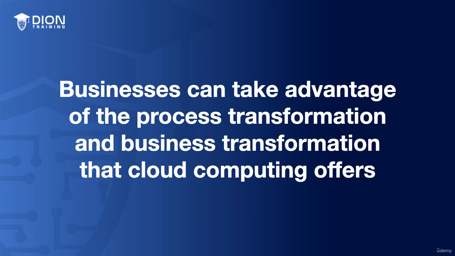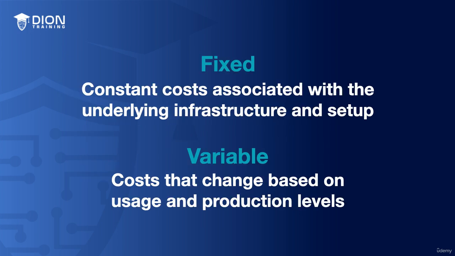Additionally, businesses can take advantage of the process transformation and business transformation that cloud computing offers. Process transformation allows businesses to streamline and automate business processes, while business transformation allows businesses to create new revenue streams and business models. So remember, fixed and variable expenses are two distinct types of costs that businesses incur in cloud computing. Fixed expenses are constant costs associated with the underlying infrastructure and setup, while variable costs are costs that change based on usage and production levels.